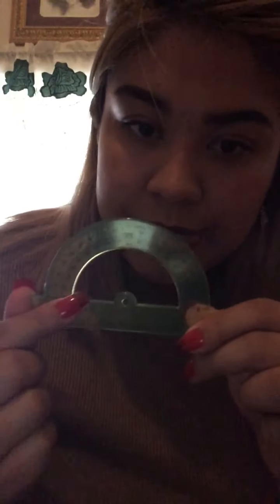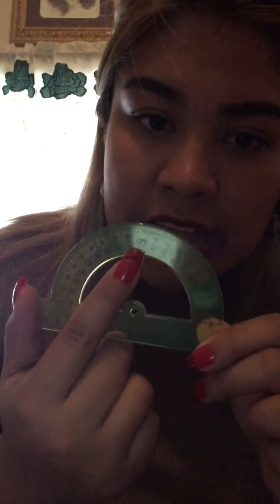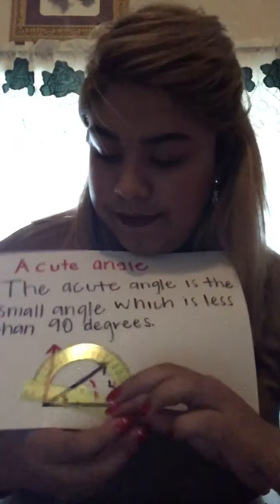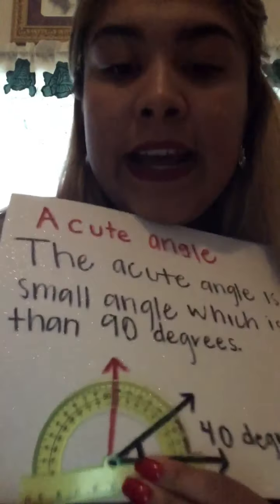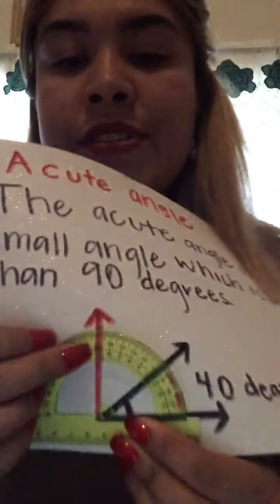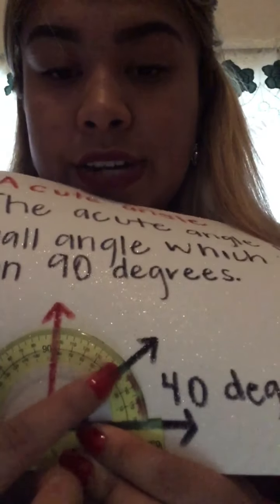In your book, it will show you these numbers. Like I said, here it tells you the numbers already. For example, here it's 90. Let's measure it on here. The red line, remember, measures 90 degrees. Now here it says 40 degrees. So that's how you would measure it.